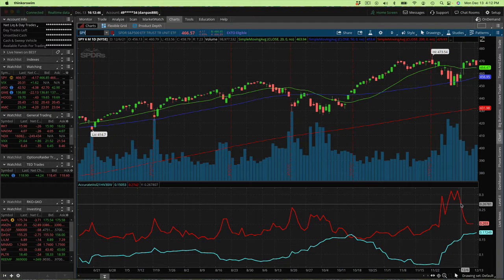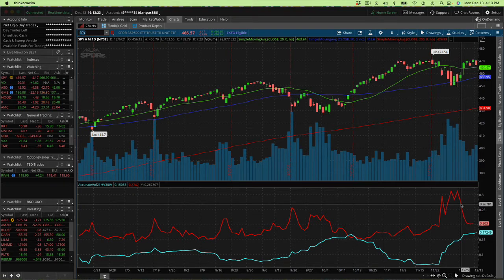Now that might seem a little bit strange, but if you think about the fact that people buy and sell options based on their expectations for volatility, right? If you think that the market's going to be more volatile, you're more likely to buy puts to hedge, or buy calls or puts or straddles to speculate.